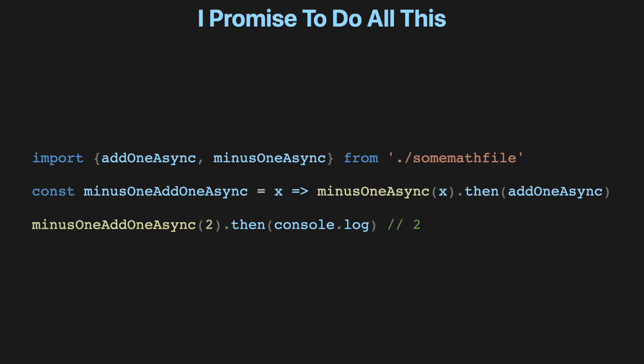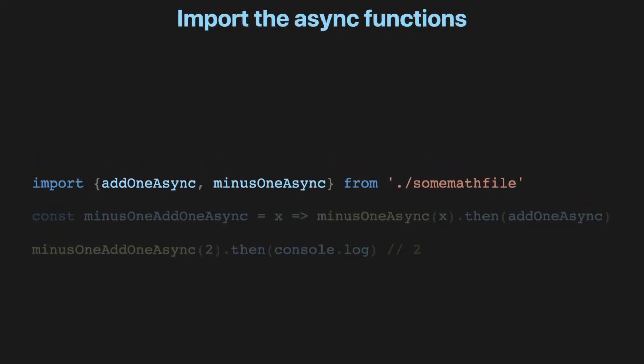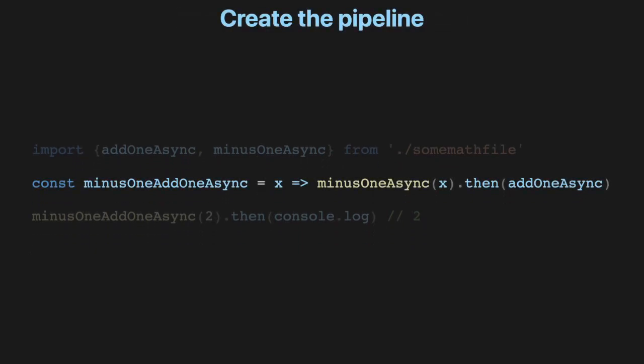Let's step through the code. All right, so it looks like we're still importing these math functions, but notice that they say async on the end. That's because they're asynchronous functions, and they're going to return promises, so that we'll have to call .then on them. All right, and we're going to create the pipeline much in the same way, but it's slightly different, right?